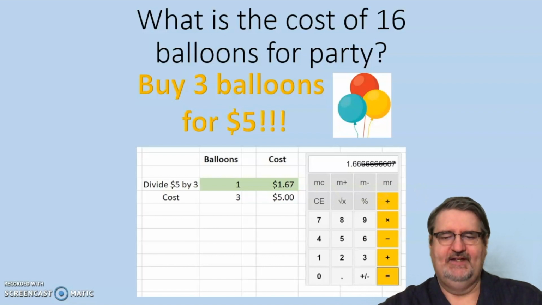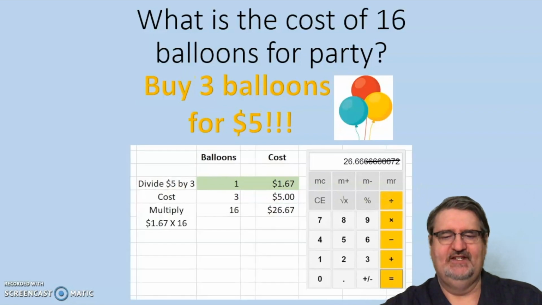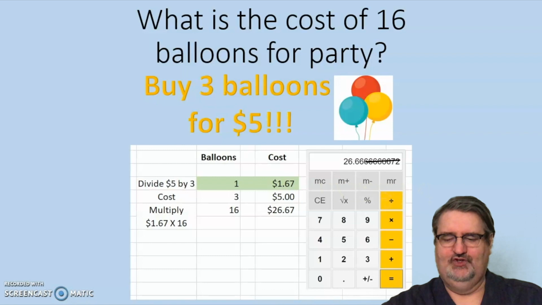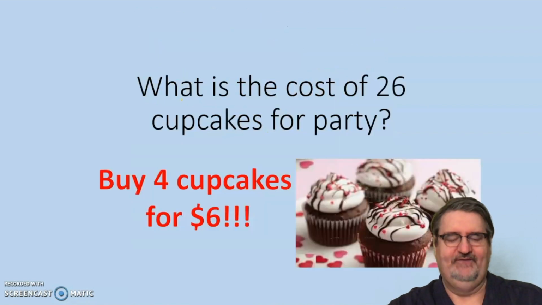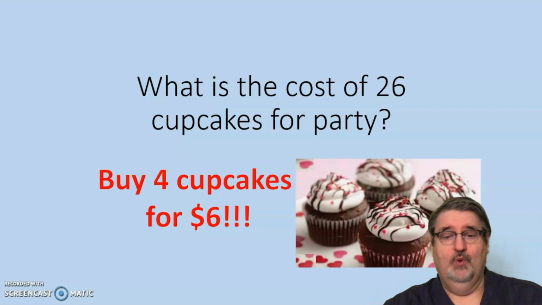So we divided to get that, but to answer the question, what is the cost of 16 balloons for a party? We're going to multiply the $1.67 times 16, and we get $26. On the calculator, it says 66 cents, but we're going to round that up to $26.67.